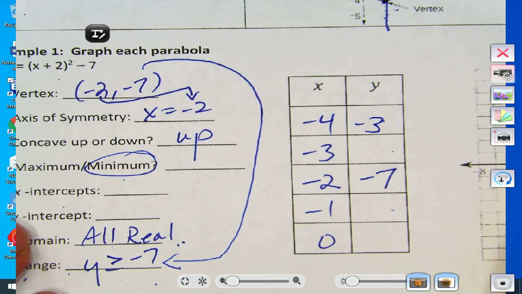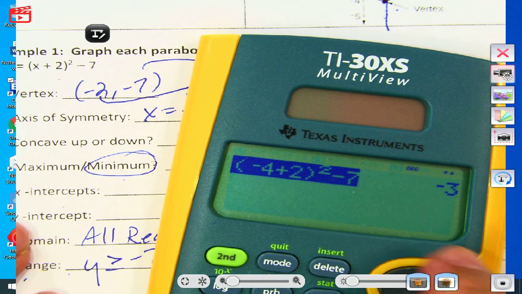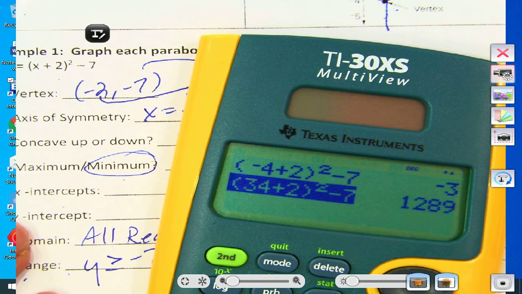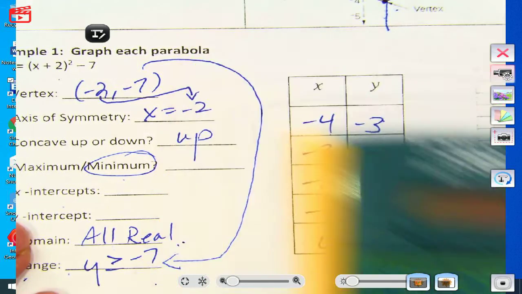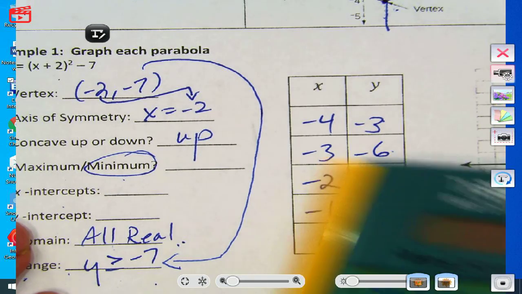Is this concave up or down? All right, it's concave up because the leading coefficient, the number up front, is a 1. If you don't see a number, the number is 1. So is it going to be a minimum or a maximum? Minimum. If it's concave up, it's a minimum. You could just circle it for those.